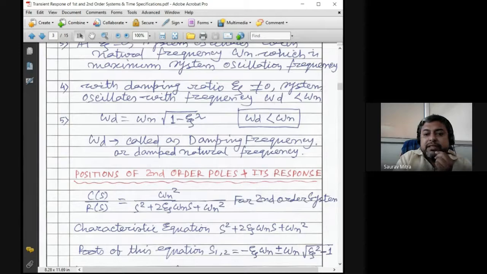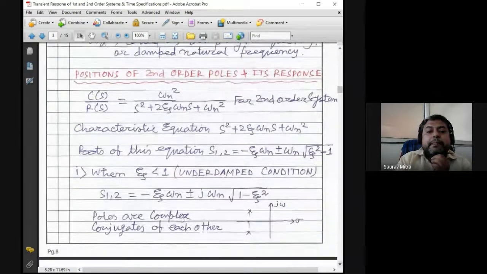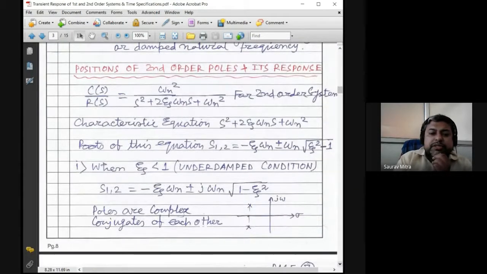Whenever there is damping, that means the R value is present, and at that time the circuit oscillates with a frequency called omega d. Omega d stands for damped natural frequency, and omega n stands for natural frequency. Obviously omega n is greater than omega d. Omega d is omega n root under of 1 minus zeta square. So omega d, the damped natural frequency, has a value less than omega n.